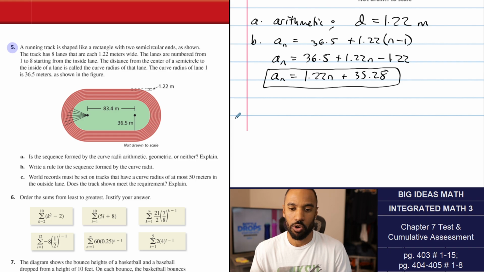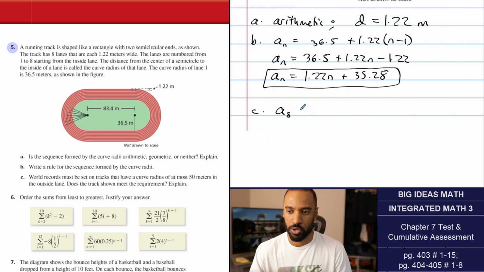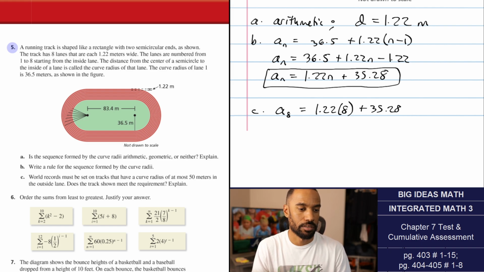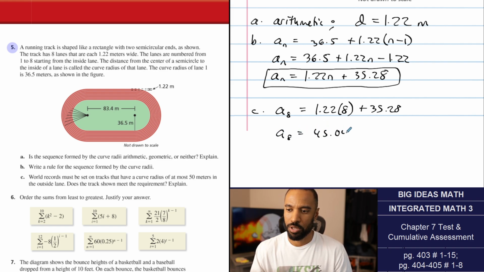Anyway, does the track shown meet the requirement? Explain. What we need to know is what the outside lane is. They said 8 lanes. For the outside lane, a sub 8, we need to make sure that it is less than or equal to 50 meters. So we have to do 1.22 times 8 plus 35.28. Now, off the top of my head, I think that's less, but I don't know exactly. 1.22 times 8 is 9.76. So 35.28 plus 9.76 is 45.04. So a sub 8 is 45.04 meters, which is less than or equal to 50 meters.